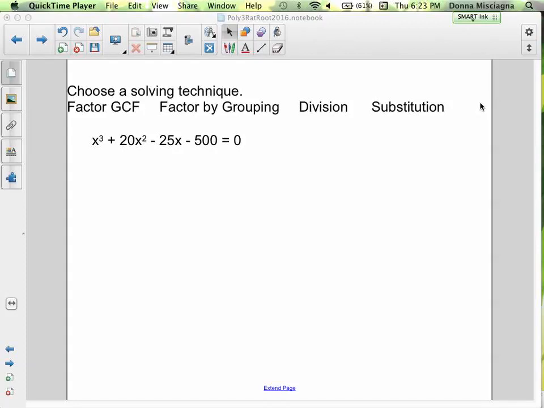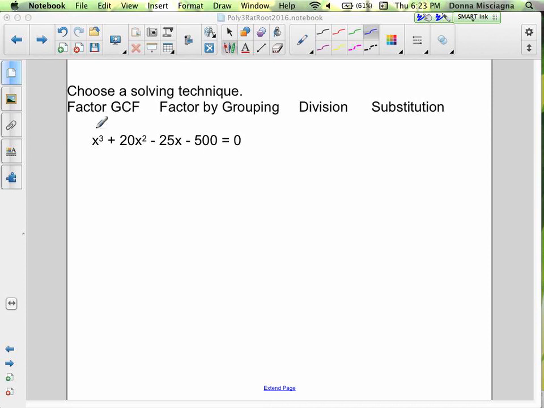Welcome back to the last problem. One thing you can't do, there is no greatest common factor. That one's a definite no. You also can't use substitution. You don't have three terms where the exponents are doubles. That's leaving factor by grouping and division.